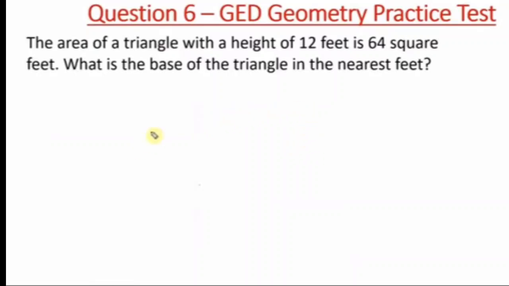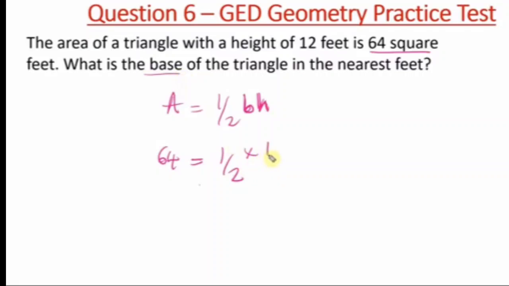This question 6 says the area of a triangle with a height of 12 feet is 64 square feet. What is the base of the triangle to the nearest foot? What is the formula for the area of a triangle? Half base times height. So we've been given the area as 64 square feet. So we have 64 equal to half. We've been given our height. We don't know our base. We're told to find the base. So b times our height is what?